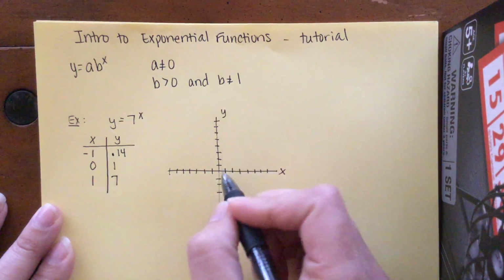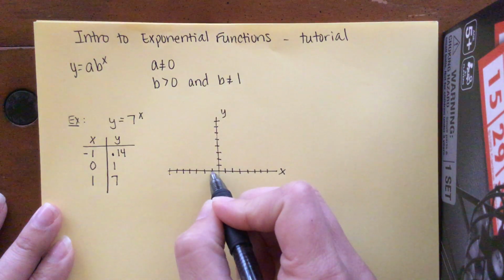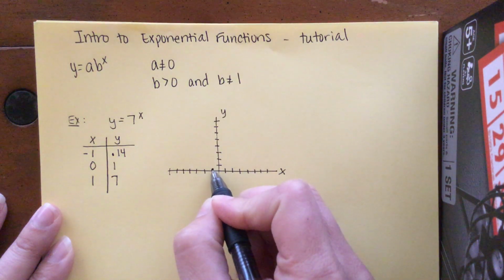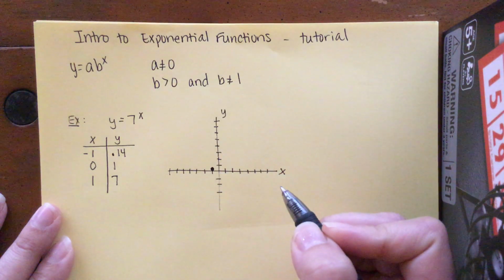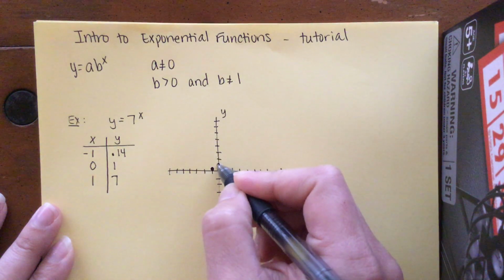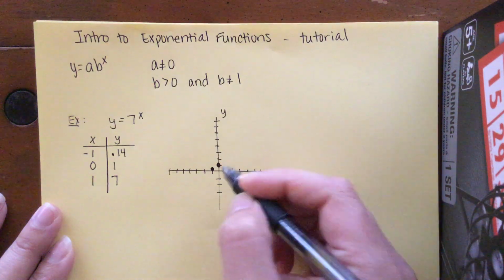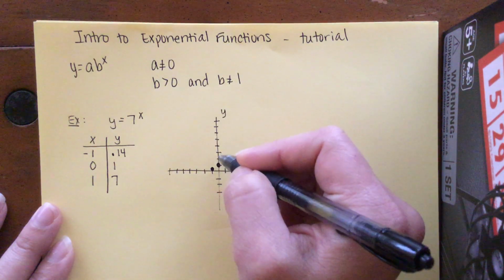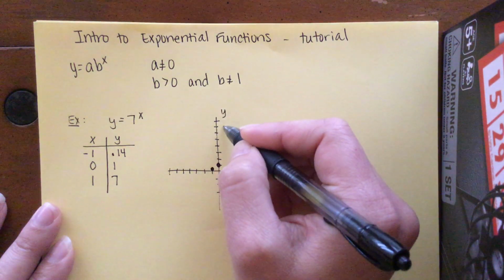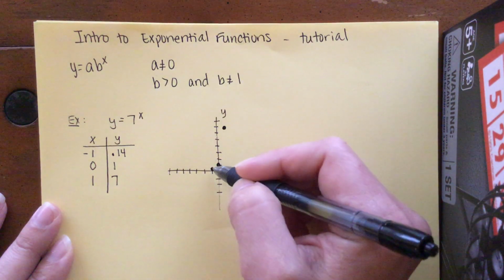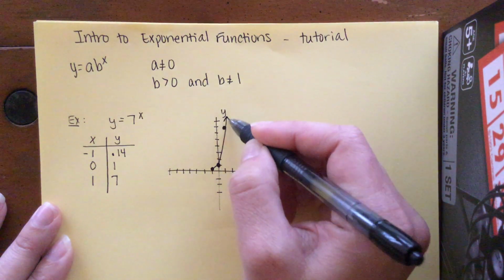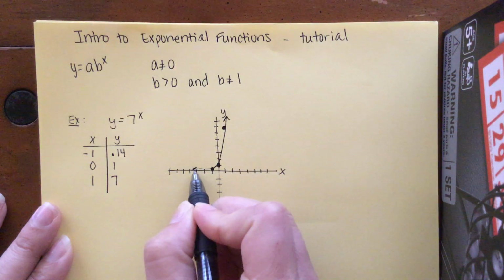Okay, so when I go to graph, I've got -1 and 0.14. That's just up off the x-axis just a little itty bitty bit. 0, 1 is there, and then over 1 and up 7. 1, 2, 3, 4, 5, 6, 7. So about here. So exponential functions are curves, and they do extend in both directions.